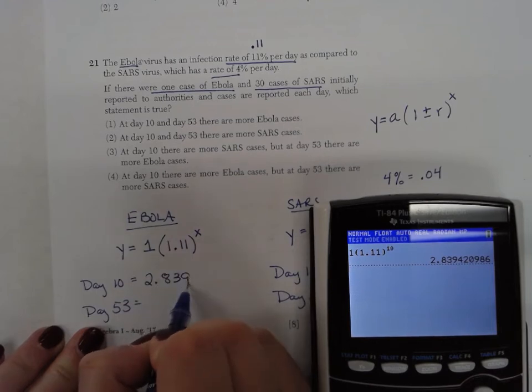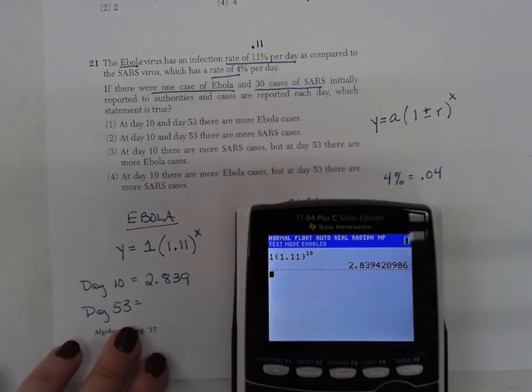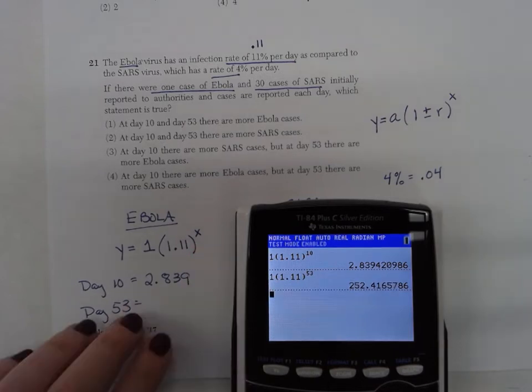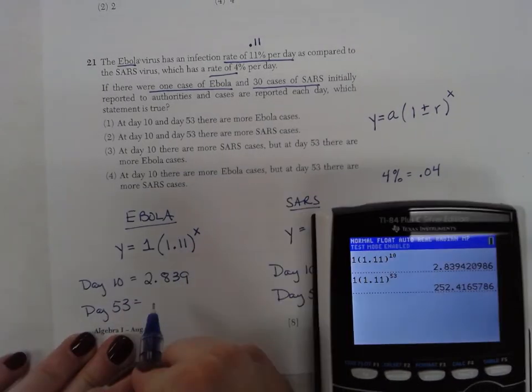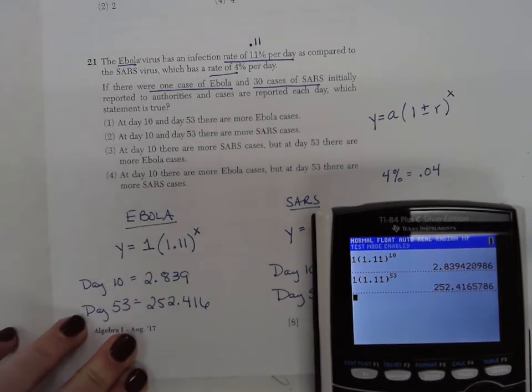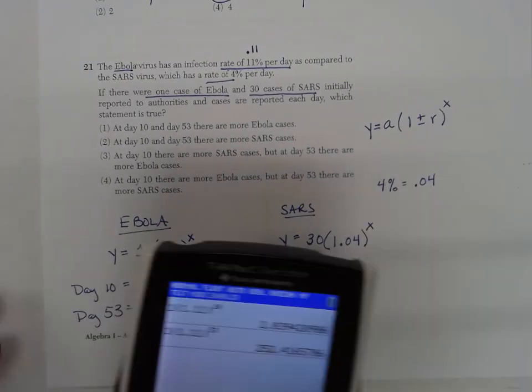And I've got 2.839. Now I'm going to do the same thing, but I'm going to put 53 as my exponent because I want day 53. That's my exponent. And I've got 252.416. It doesn't tell me where to round, so I'm just going to jot that down.